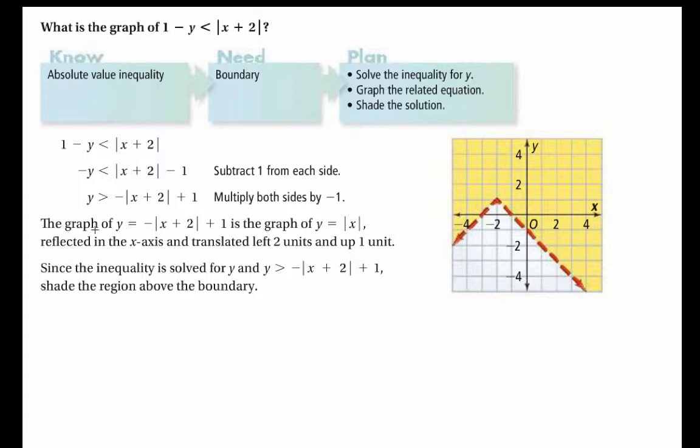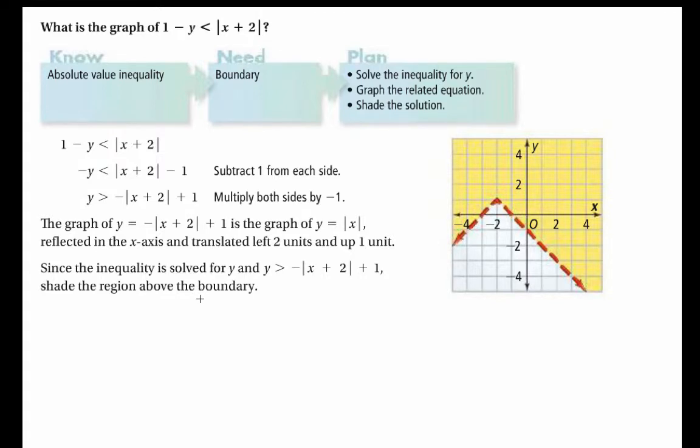So the graph of y equals negative absolute value of the quantity x plus 2 plus 1 is the graph of y equals absolute value of x reflected in the x-axis, because of this negative here, translated left 2 units because of the plus 2, and up 1 unit because of the plus 1. Since the inequality is solved for y, and y is greater than, shade the region above the boundary.